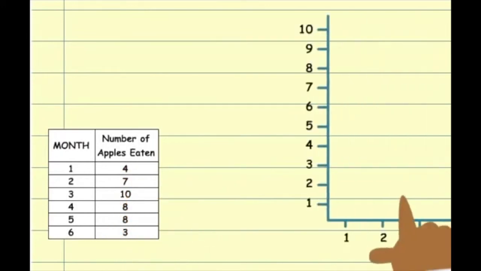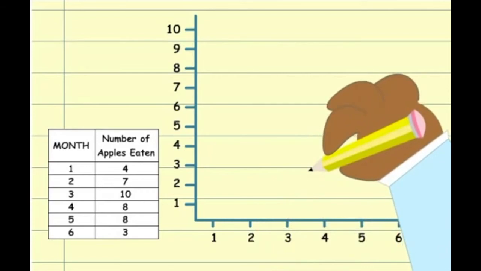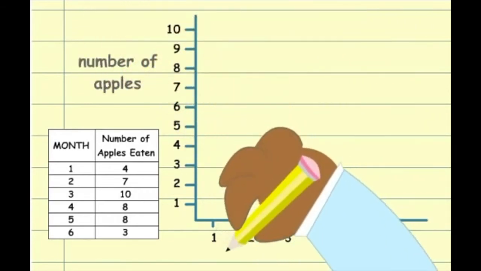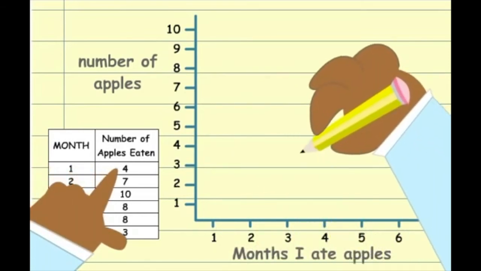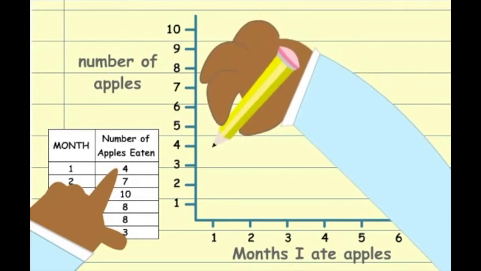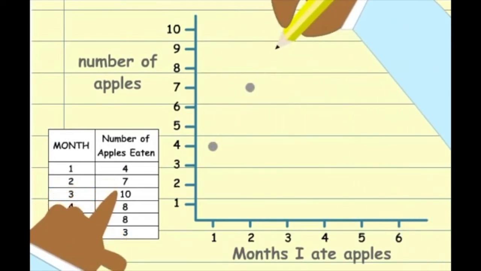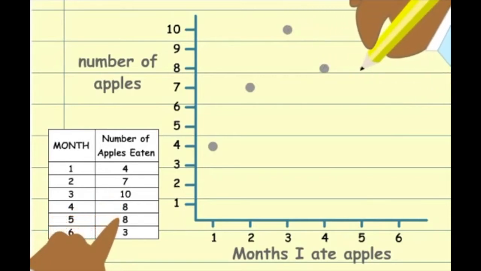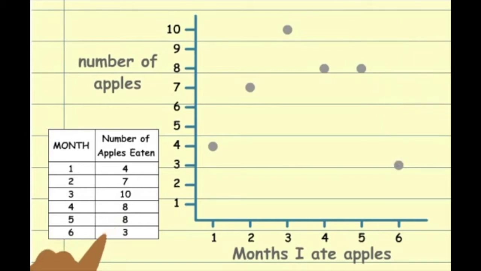At the end of 6 months, I can add my data to a line graph to show how the number of apples I ate changed over time. After I add labels to the side and the bottom, I can begin to plot the data. When you plot, you put the data in the right spots on the graph, like this. Plot that point, and plot that point. There. And now each point on the graph shows the number of apples I ate that month.